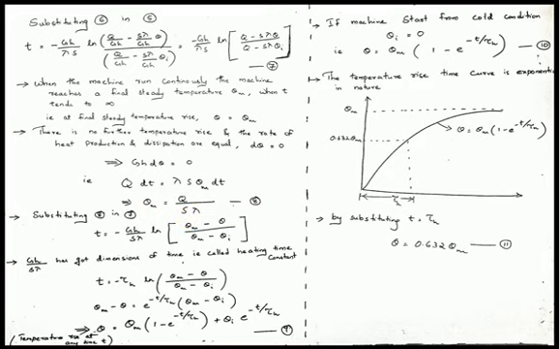So the relation for theta m has been obtained here. Theta m is equal to q by s lambda. Theta m is the final steady temperature rise while heating. There won't be any further temperature rise after this.